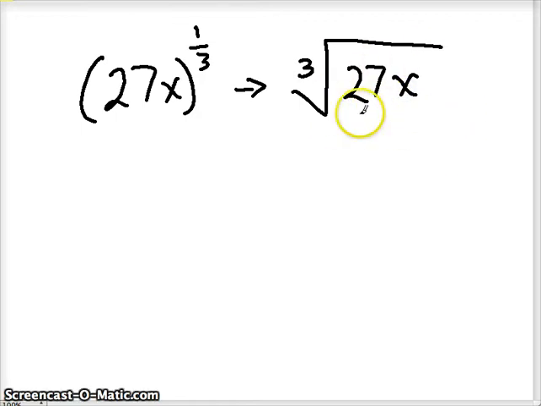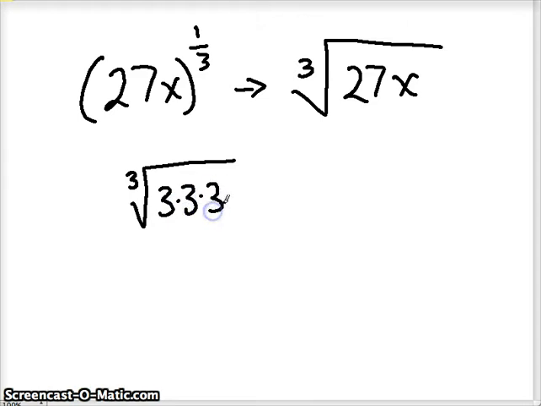Maybe you know that 27 is a perfect cube, in which case we could just take the cube root of 27 out. But maybe you don't. So let's figure out how to get it if we don't know that. Factor 27 down all the way to its prime factors. We got 3 times 3 times 3. That gives us 27. And we got that x there still.